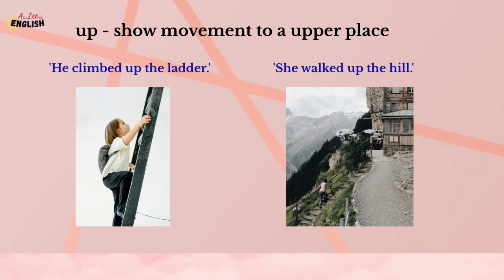Another example is she walked up the hill. Here, up indicates the direction of movement from a lower position to a higher position. It specifies that the person moved vertically along the slope of the hill, starting from a lower point at the base and progressing upward towards the top of the hill.